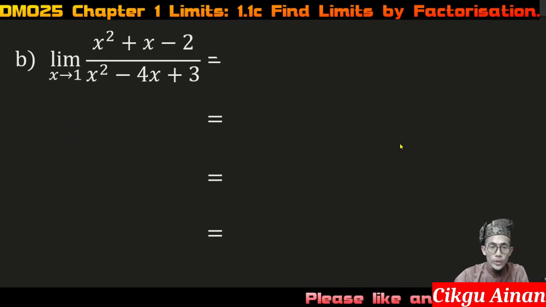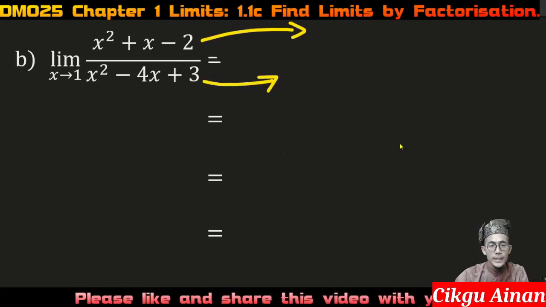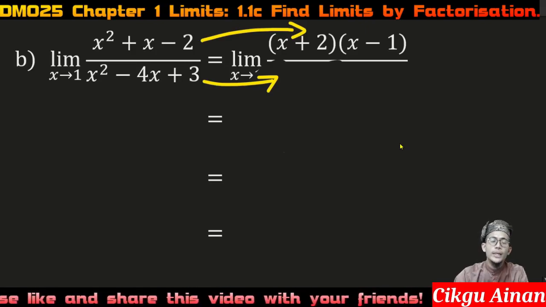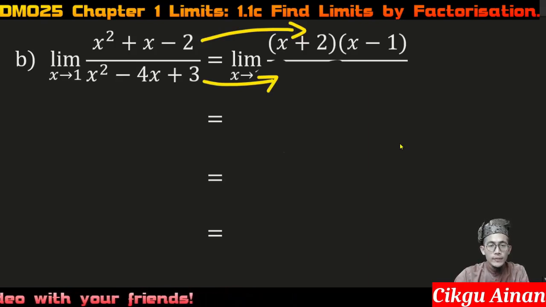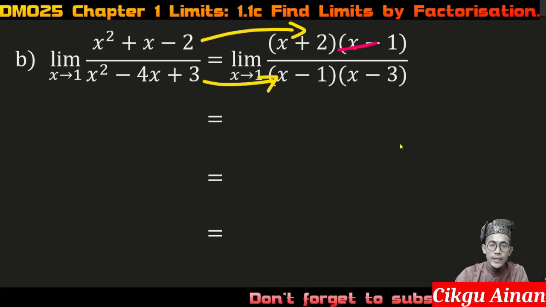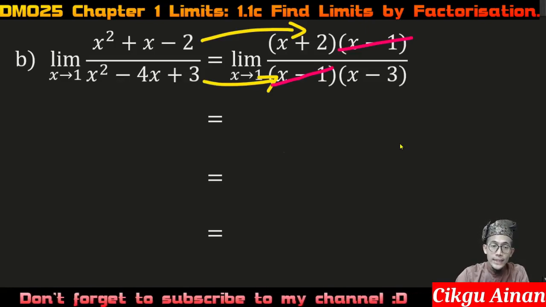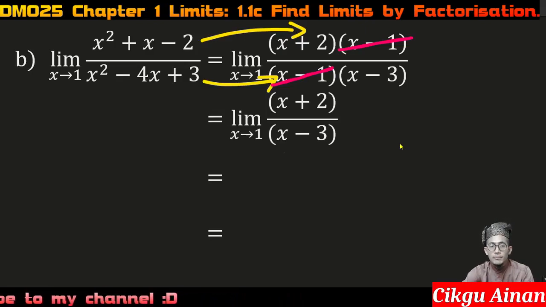Now in this case we have a quadratic in the numerator and denominator. So what we do, we factorize the numerator and denominator. For the numerator, we get x plus 2, x minus 1. For the denominator, we get x minus 1, x minus 3. So over there we can see what we can cancel out. We can divide this bracket x minus 1 with this bracket x minus 1. So what's left is x plus 2 divided by x minus 3.